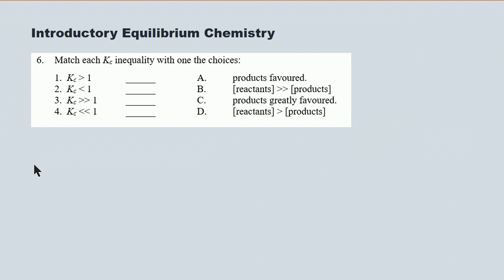One last question. Match each Kc inequality with one of the choices. If Kc is greater than 1, then the concentration of products has to be greater than the concentration of reactants, and the answer is A. If Kc is less than 1, then the reactant concentrations have to be greater than product concentrations. The answer is D. If Kc is very much greater than 1, then the products have to be greatly favored. You're talking about a fraction where the numerator is much larger than the denominator. And then finally, where Kc is very much less than 1, we're talking about reactants having a very much higher concentration than products, and the answer is B.